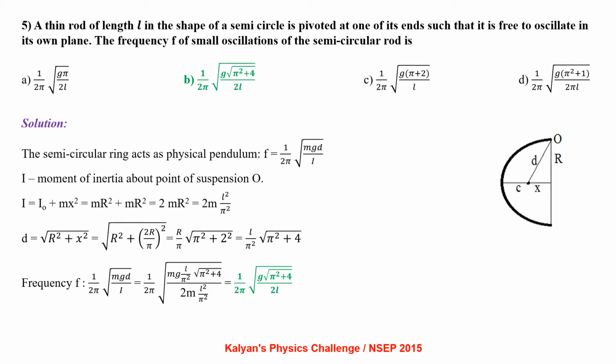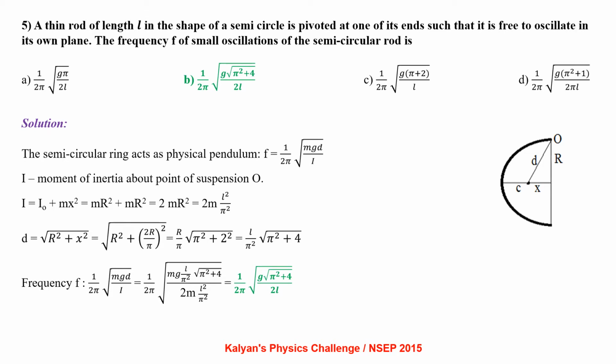I is moment of inertia about point of suspension, that is I naught plus mx square, parallel axis theorem. Mr square plus mr square, which is 2 times mr square. In terms of length, it is 2m into L square by pi square. d equal to root of r square plus x square, that is root of r square plus 2r by pi whole square, which is L by pi square times root of pi square plus 4.